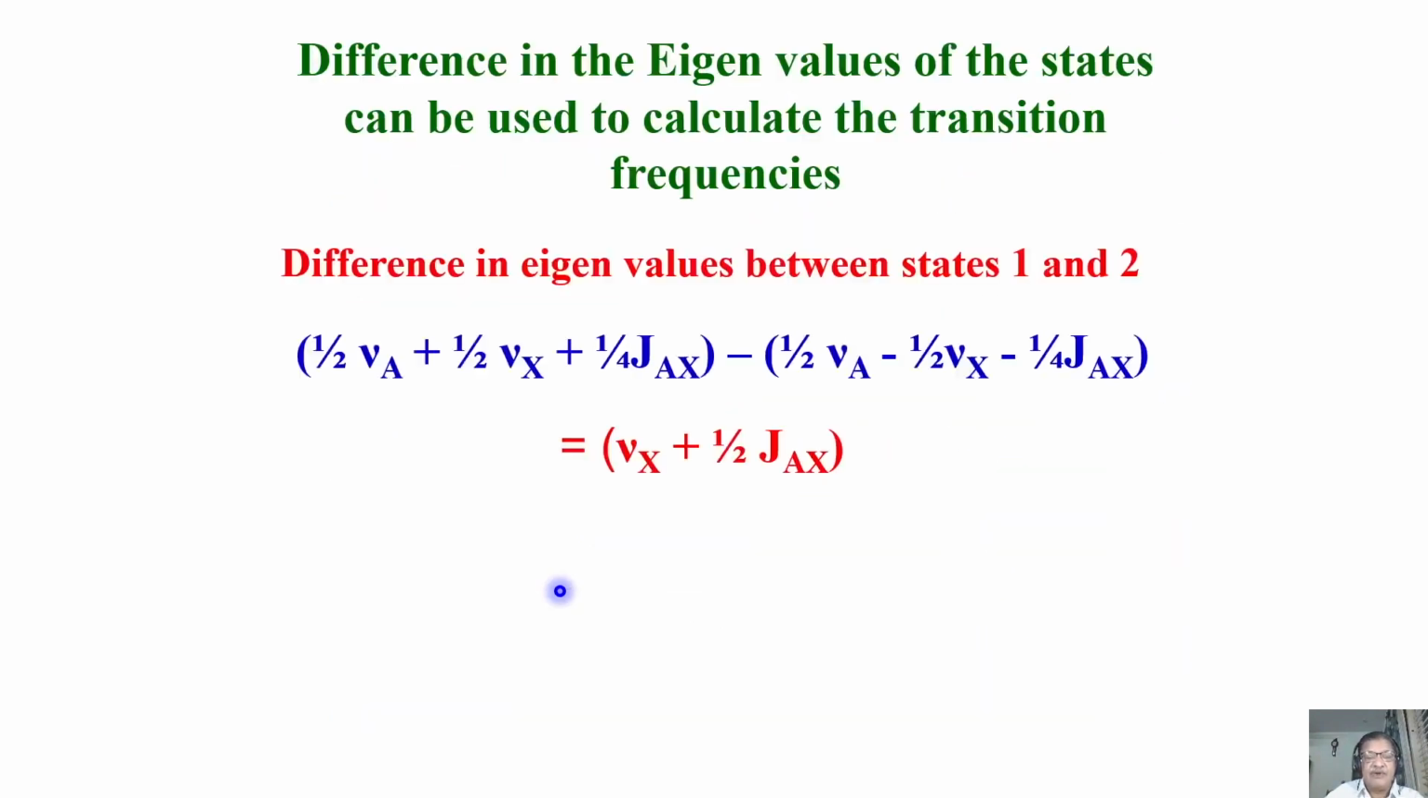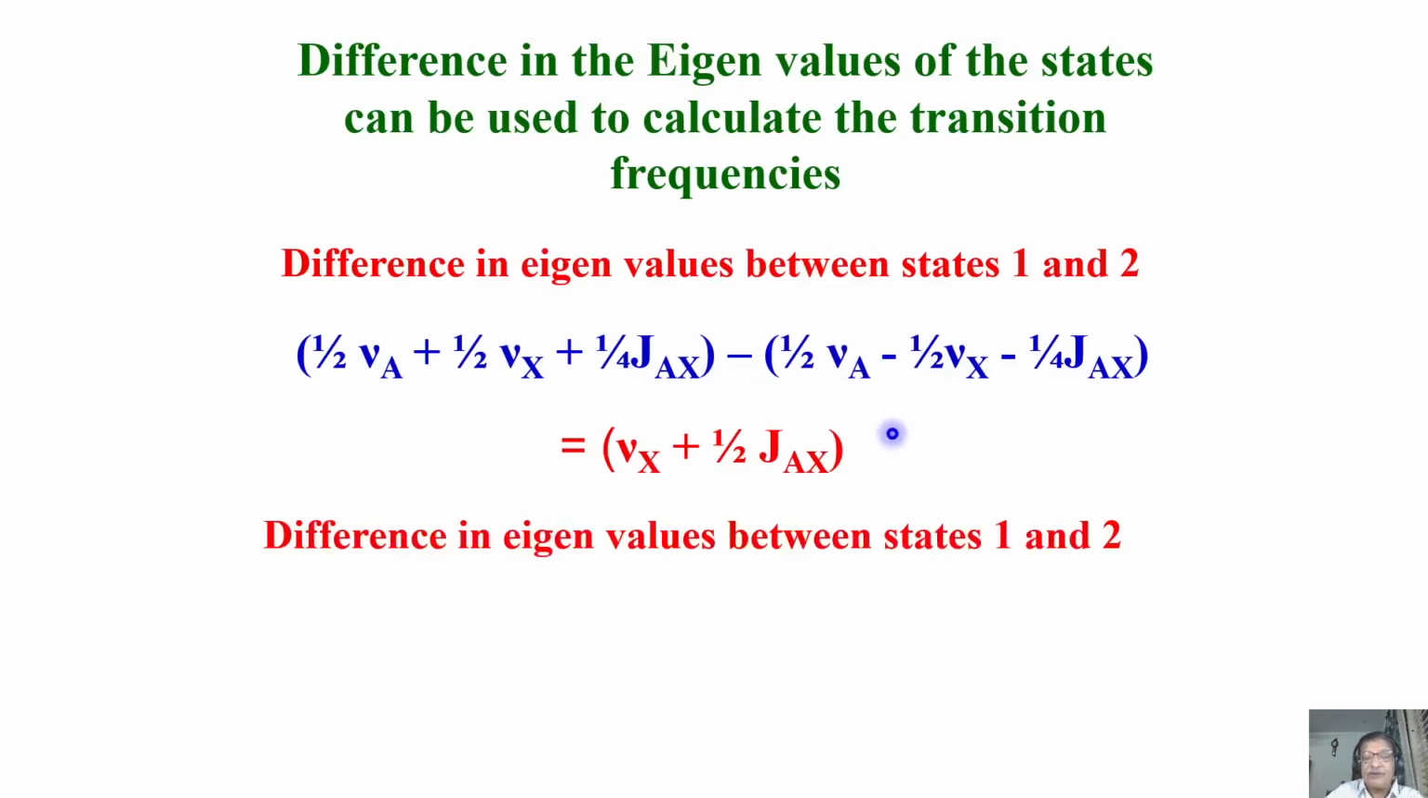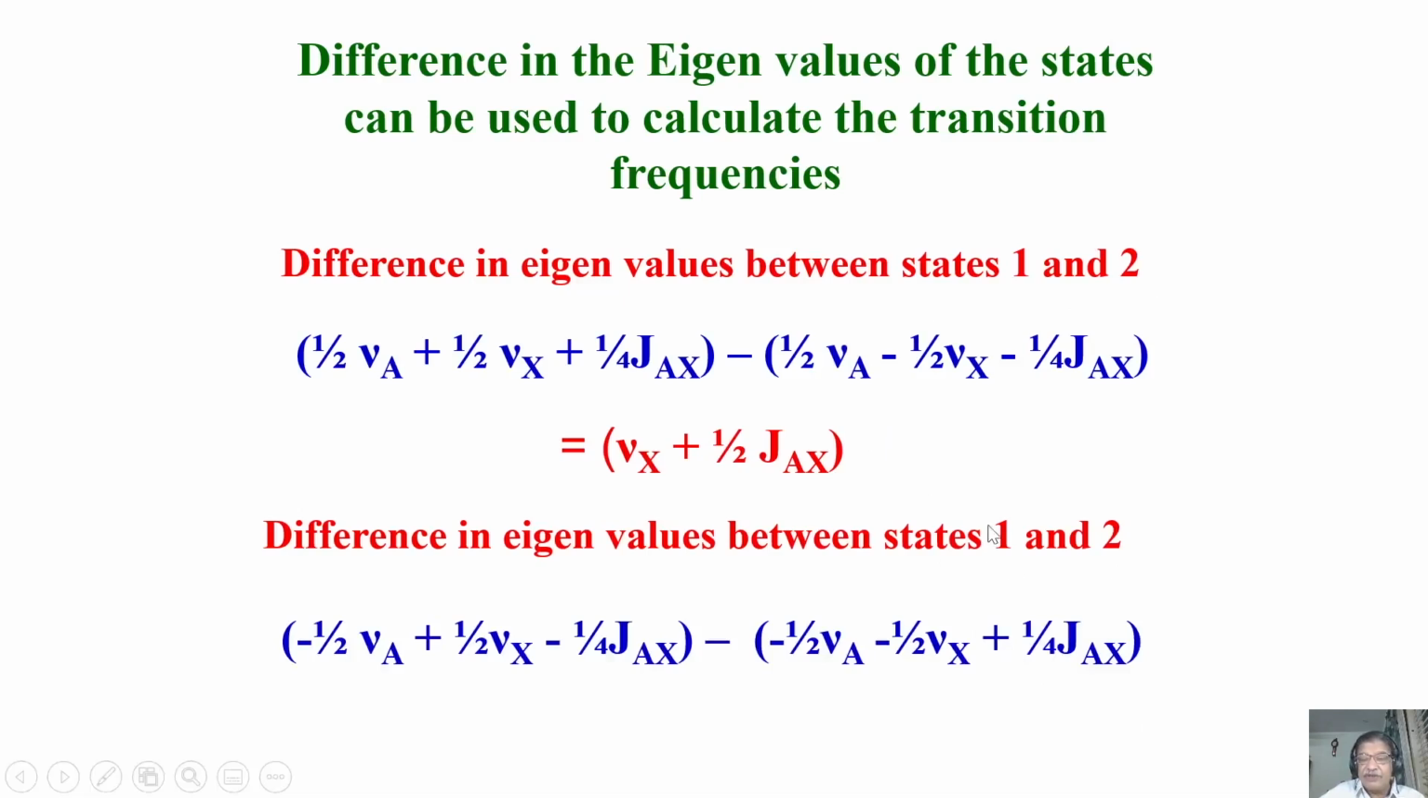Now the difference in the eigenvalues, when you work it out like this. I took the difference in the values between the first state and second state. This is nu X plus half Jx. And the difference between 3 and 4, I'm sorry, not this, this is 1 and 2, and this is 3 and 4, then it turns out to be nu X minus half Jx. You understand? I took the eigenvalues. I gave you the list of all four possible eigenvalues for each state. First and 2, if you take the difference, you get this, and 3 and 4, you will get this. So these we identified as X transitions.